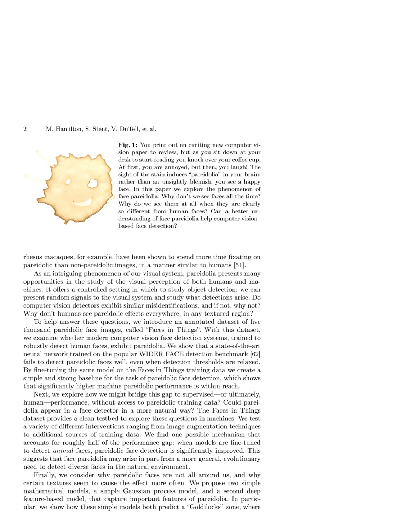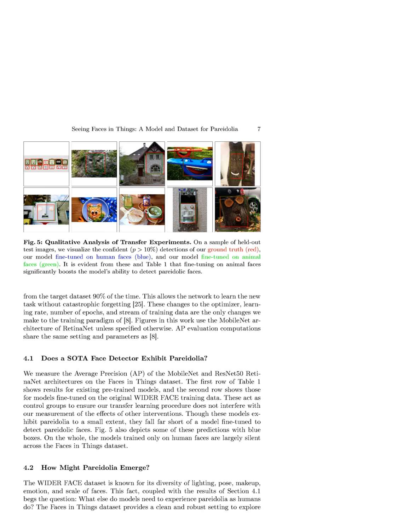The fine-tuning process for pareidolic face detection involves several key steps as outlined in the paper. First, a pre-trained face detection model, specifically the RetinaFace architecture, is selected, which has demonstrated strong performance on the WIDER FACE dataset. Next, the model is fine-tuned on the newly created Faces in Things dataset, which consists of annotated pareidolic images, by replacing 90% of the original WIDER FACE training data with images from this dataset. This approach allows the model to learn to detect pareidolic faces without suffering from catastrophic forgetting of its previous training.